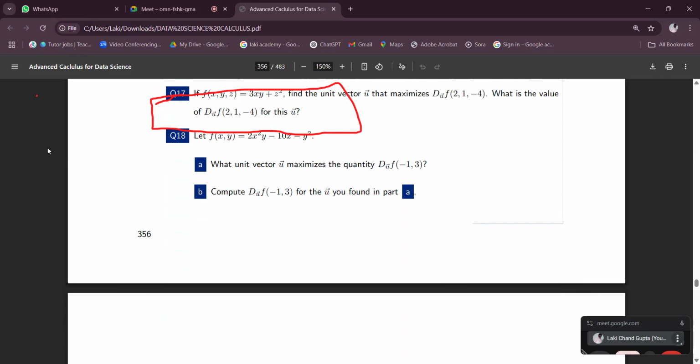See this question, question number 17. If f is this, find the unit vector that maximizes this value.